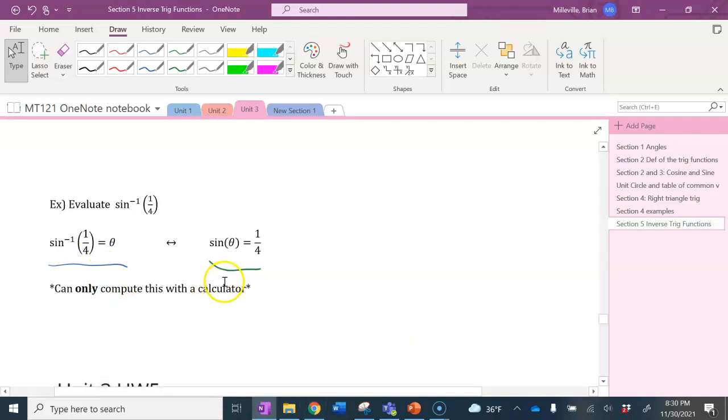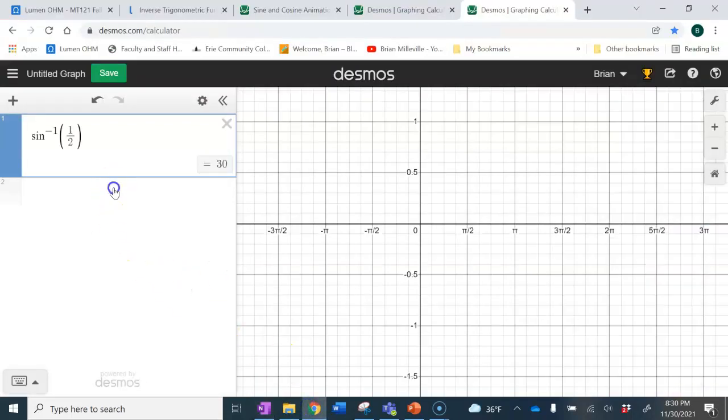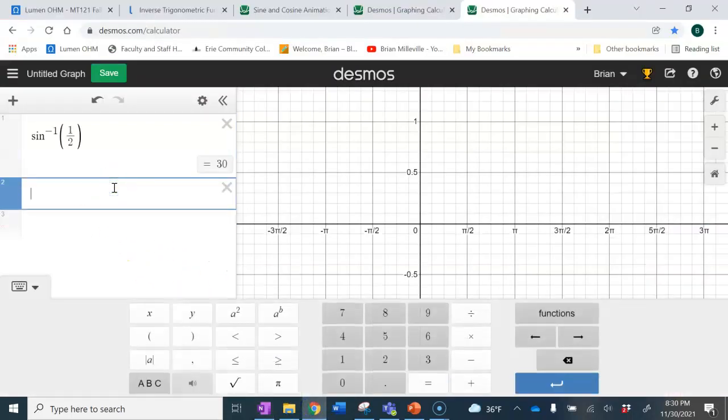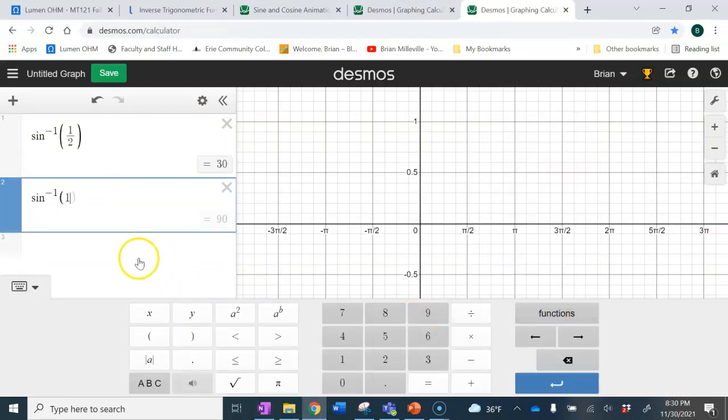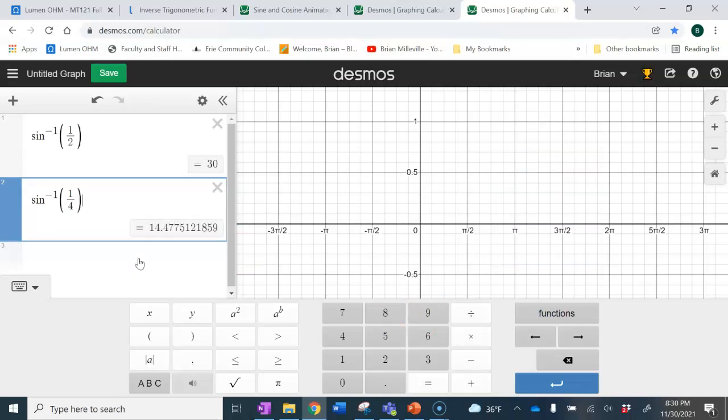But again, you cannot do this one by hand. 1/4 is not a familiar value off the unit circle that we've derived. So with this one, we're going to need to use, again, inverse sine of 1/4. And notice it's not giving me a super nice angle like 30 degrees. It's giving me 14.47 degrees.